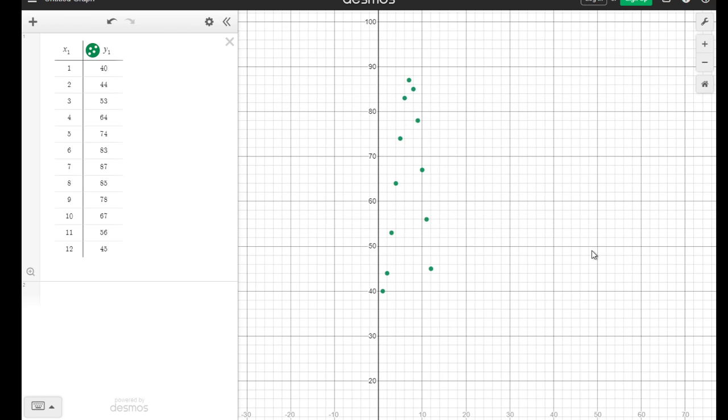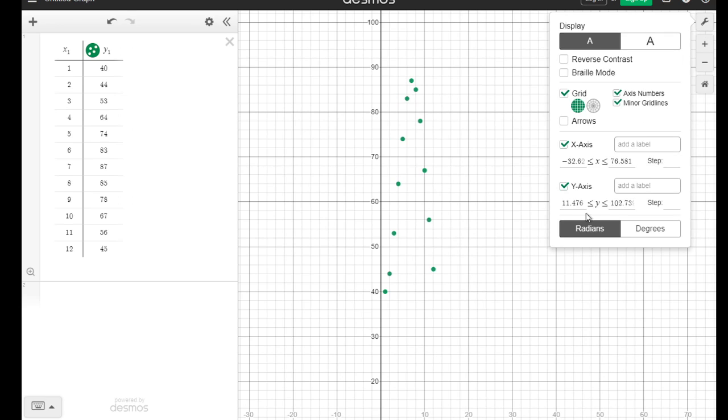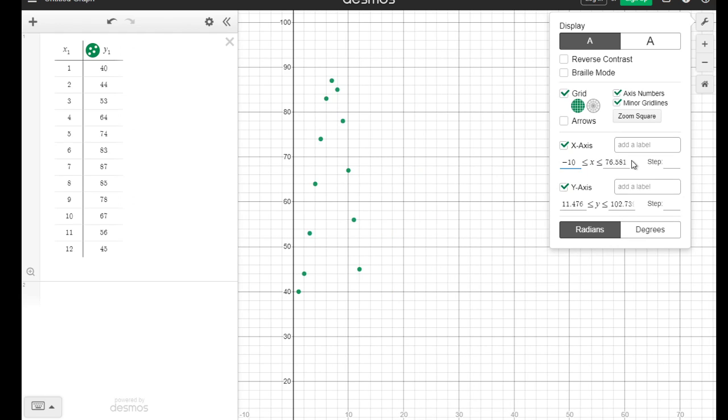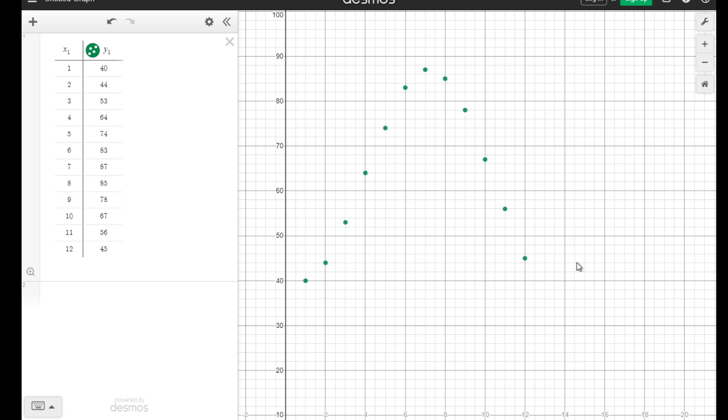Oh, that's kind of hard to see. So I'm going to be adjusting my x-axis. Let's go from -10 to like 14 maybe. Get that stretched out a bit so you can start to see that sine curve in there.